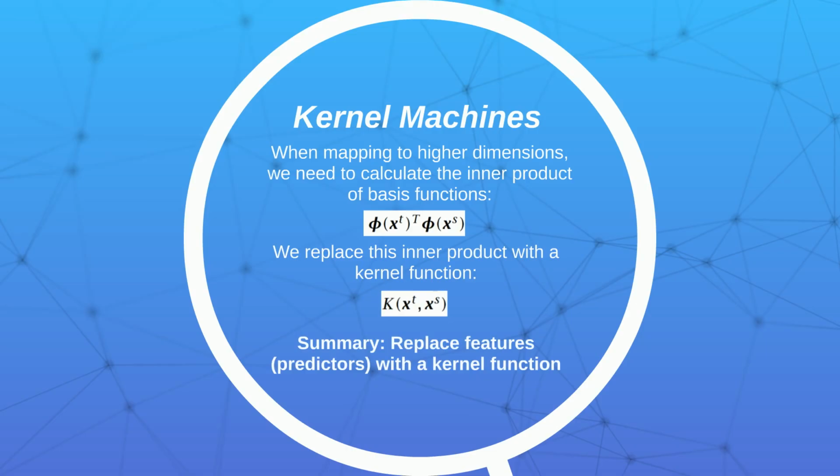So in summary, what we're going to do is replace the features or predictors with a kernel function. So any linear model can be turned into a nonlinear model by applying this trick, what is known as the kernel trick, and that is replacing features with a kernel function. So kernel functions are going to completely eliminate the need to map to a higher dimensional space, and by replacing these features with these nonlinear transformations, we are going to be able to solve nonlinear problems with a linear method, with our linear model still.